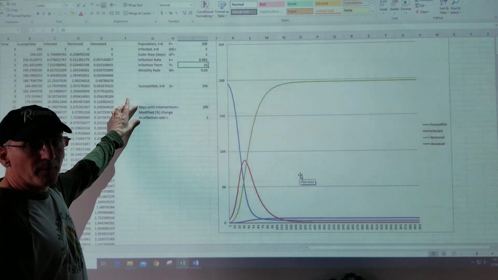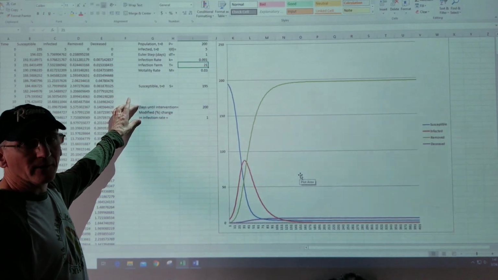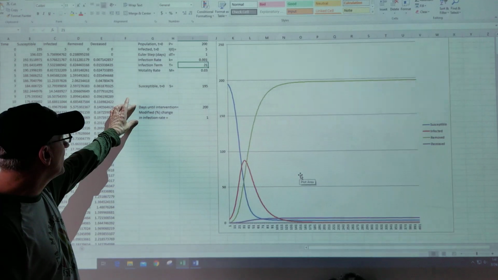I went ahead, I like these spreadsheet things, because I did not grow up with them, and I taught myself how to do them, and boy, I think they're fun.